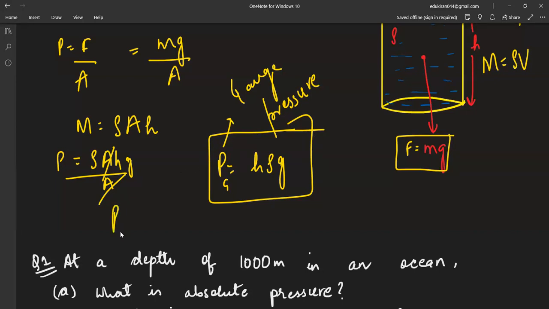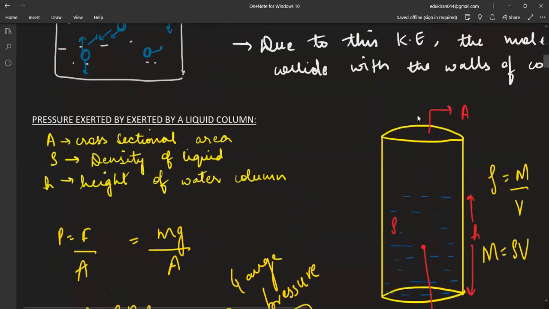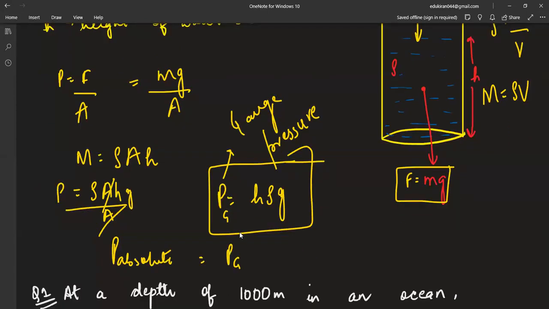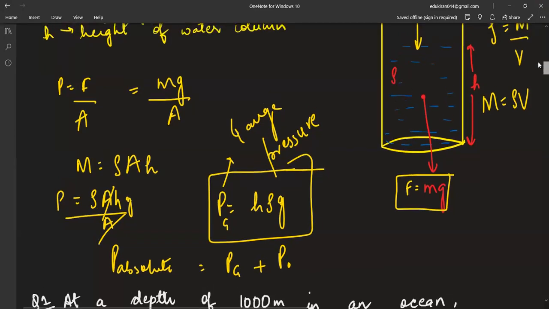Now, what is meant by the absolute pressure? In absolute pressure, we take the entire pressure. If this is open to the atmosphere, some pressure will be exerted by the atmosphere also, which is known as the atmospheric pressure, which we have just studied. So in absolute pressure, there is addition of the atmospheric pressure and the gauge pressure. Fine, that is known as absolute pressure. So gauge pressure will be equal to absolute pressure minus atmospheric pressure. Though this we'll be studying in detail also.